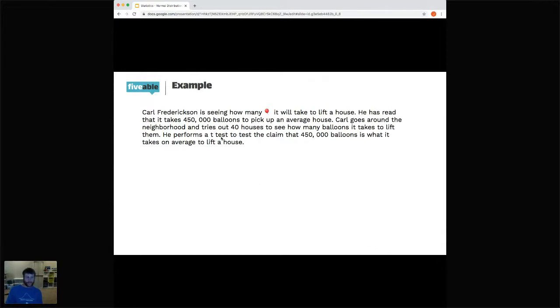Okay. So he does a t-test to test the claim that 450,000 balloons is what it takes on average to lift a house. Why is it important that he tests 40 houses? Couldn't he have just done it with 2 or 3? What about 40 houses is kind of the magical mark there? Okay, it's above sample size. It's a good sample size. Yep. What condition is that relating to?